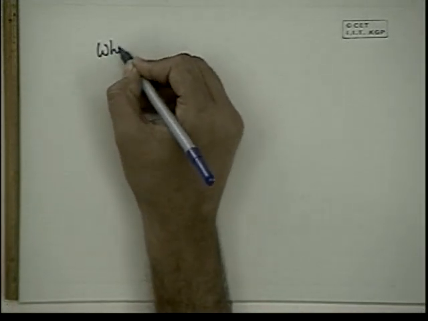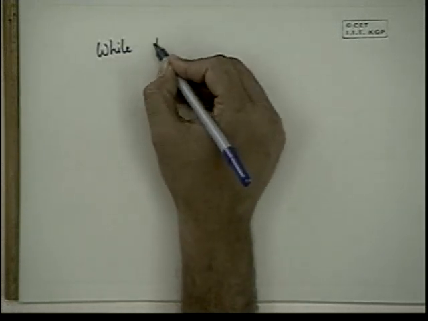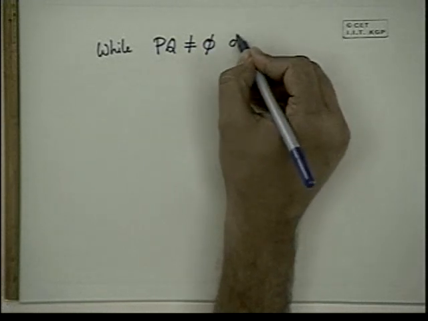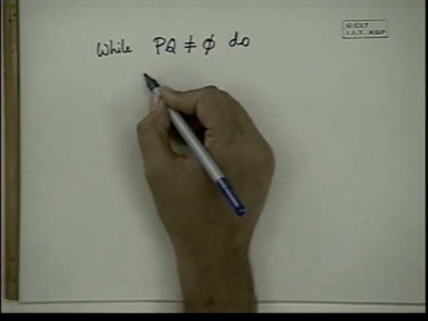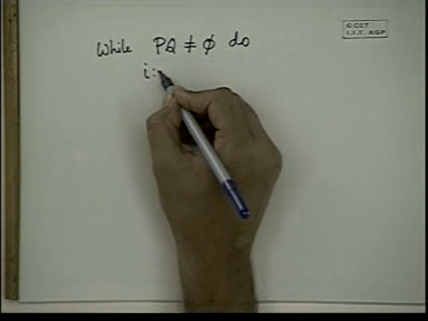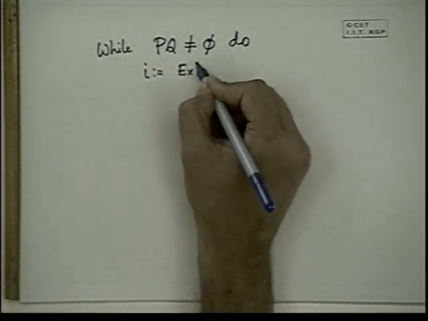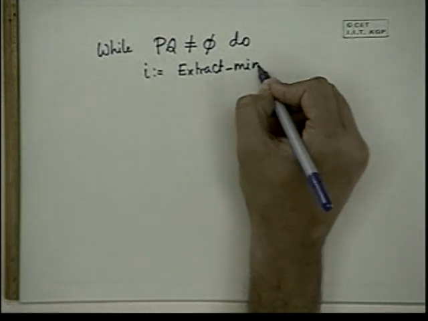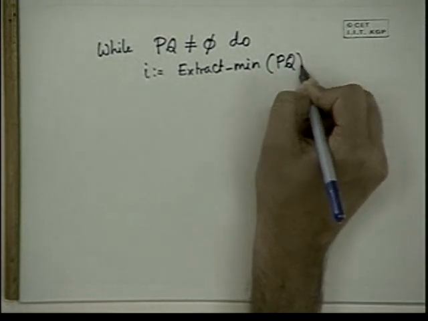While priority queue is not empty, let me first write the algorithm, then I will explain. i is equal to extract min. Remember this operation. Extract min from priority queue.